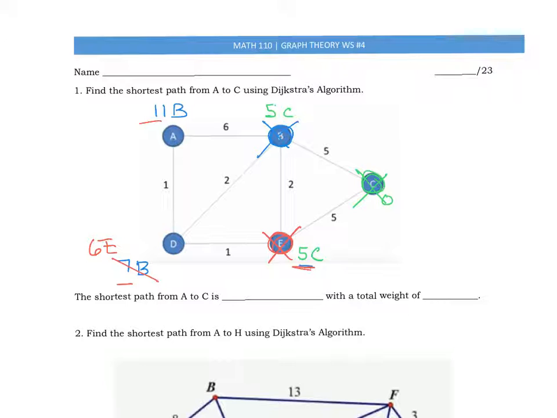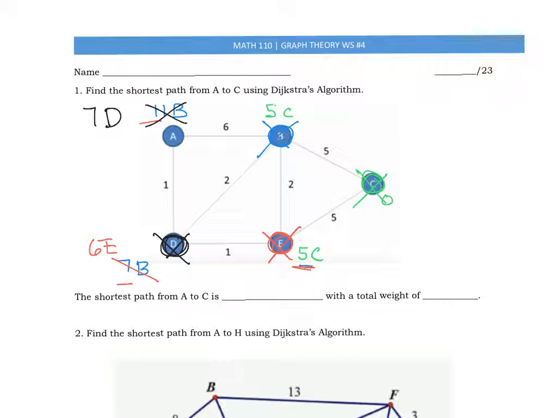E is visited. Okay, so from here, I'm going to look at vertex D because that's less than that 11. And 6 plus 1 is 7, which is better than that 11. So I put 7. I came from vertex D. I marked D as visited.